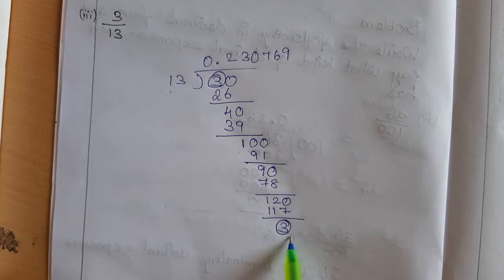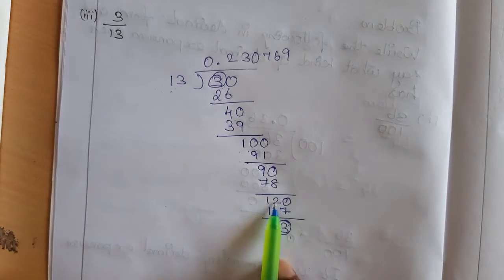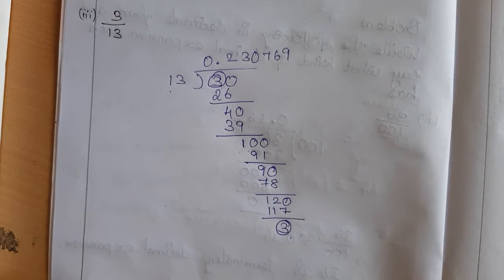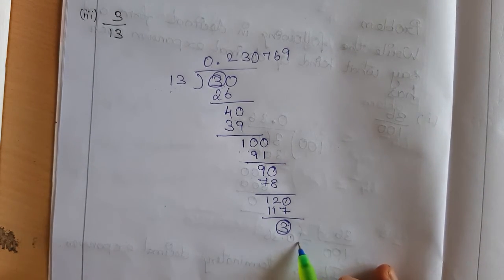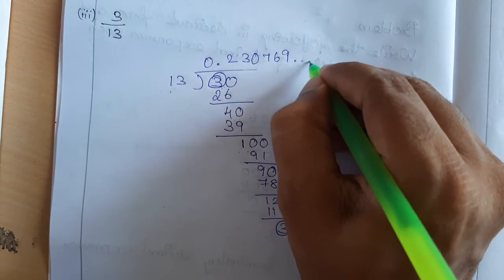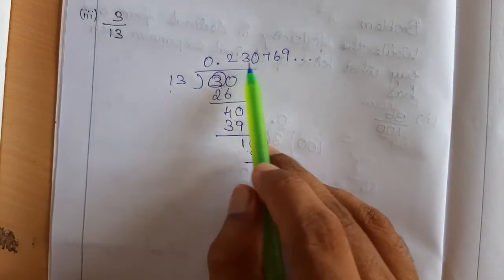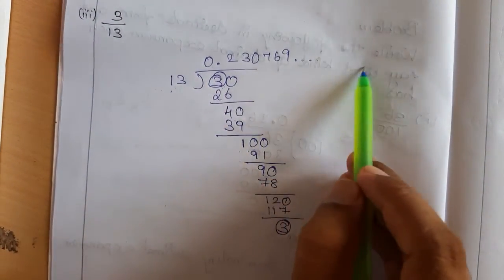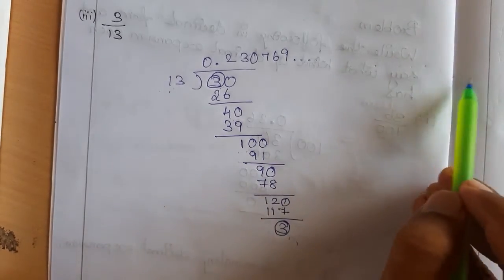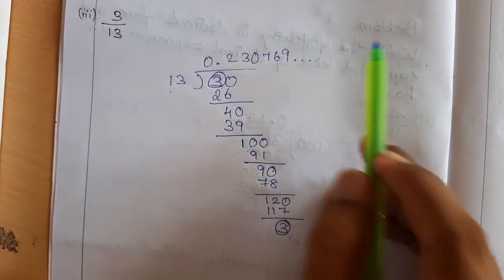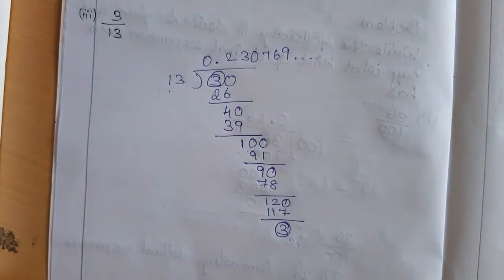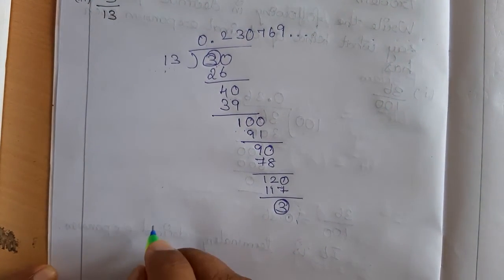So what will happen? If you add 0, again the same things are going to repeat. So we need not add the 0. We can stop here, and it is clear it's going to repeat the same block. Again it will repeat 230769, 230769. So we can stop here and add a bar to the digits which are going to repeat, right?